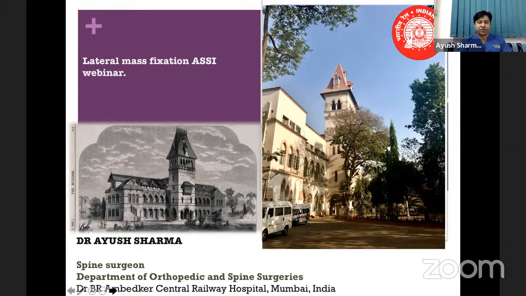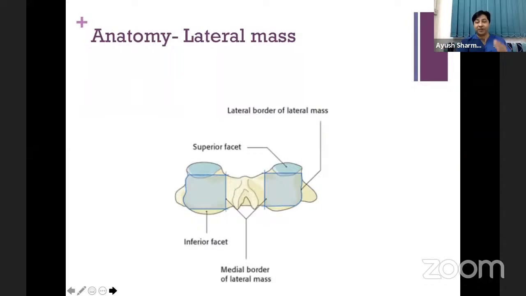So thank you, Vishal, and thank you, ASSI. Let's start with lateral mass fixation. Lateral mass fixation will be the workhorse of any spine surgeon when it comes to fixation of the cervical spine posteriorly. So let's start with one basic slide on anatomy.